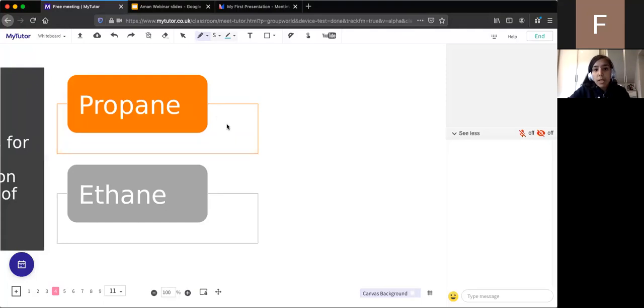Brilliant. C3. It's not an alkene. So someone said C3H6. Remember, it's not an alkene, it's an alkane. So C3H8. Excellent, well done. So propane is the 3rd alkane. So C3H8.